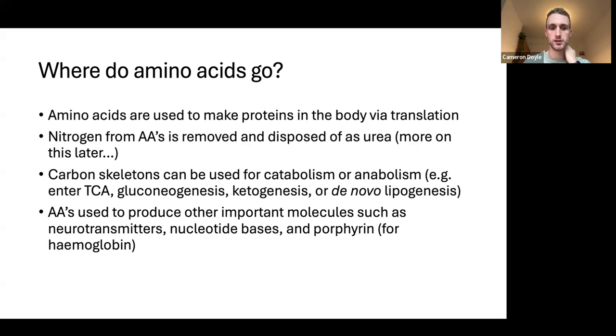So where do the amino acids go? They can be used for all kinds of structures. The nitrogen from them is disposed of through the urea cycle, which we'll go over. The carbon skeletons can be used for processes like the TCA cycle, gluconeogenesis, and ketogenesis, as we mentioned, and others can be used for things like neurotransmitters, nucleotides, and porphyrin, which is the base for hemoglobin.